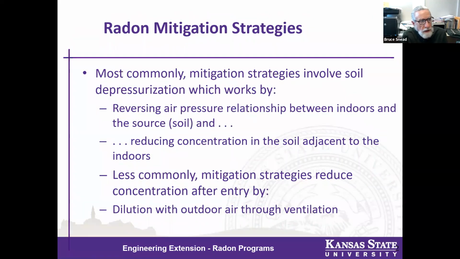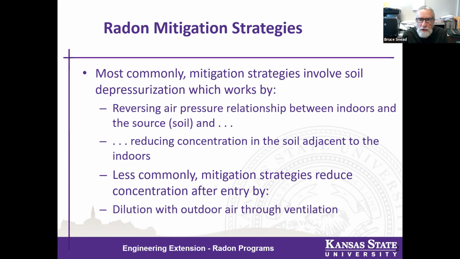Radon mitigation commonly reduces radon by reversing the air pressure relationship between the house, or the indoors, and the soil beneath the foundation. Why do houses have radon problems? It's because there are negative pressure sources, air pressure differentials created by a variety of driving forces that pull radon from the soil through the foundation into the air in the home.